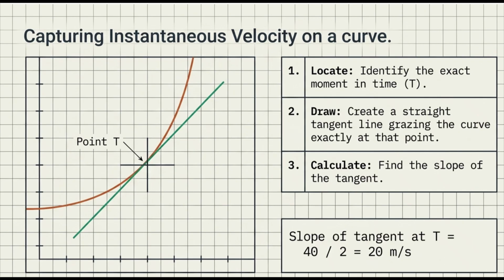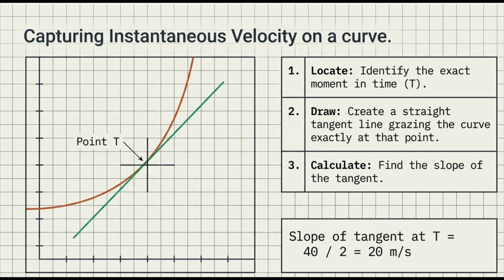So now let's see how to capture the instantaneous velocity on a curve. When a distance-time graph is curved, velocity is changing continuously, right? In such cases, we find instantaneous velocity using a tangent. A tangent is a straight line that touches the curve at only one point, as shown here.